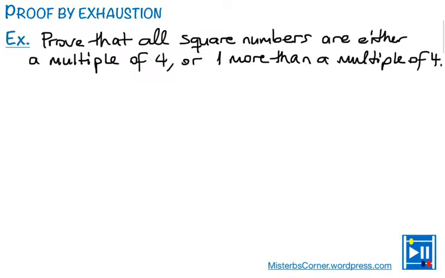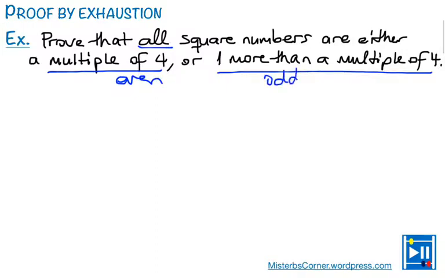Prove that all square numbers are either a multiple of 4 or one more than a multiple of 4. Now, we are talking about all square numbers, but the cases we have seem to be finite. We're going to show whether they are a multiple of 4 or one more than a multiple of 4. If it's a multiple of 4, then it's an even number. If it's one more than a multiple of 4, then it's an odd number. So I can start with this.